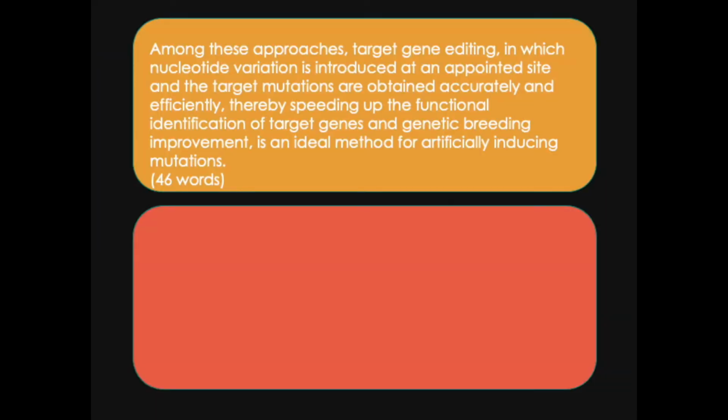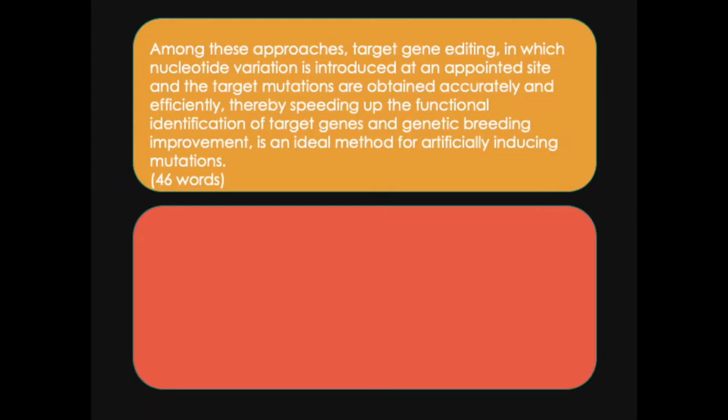So this 46-word sentence says, among these approaches, target gene editing, in which nucleotide variation is introduced at an appointed site and the target mutations are obtained accurately and efficiently, thereby speeding up the functional identification of target genes and genetic breeding improvement, is an ideal method for artificially inducing mutations. We have a sentence that has two interrupting phrases between the subject and the verb. So the subject is target gene editing and the verb is.